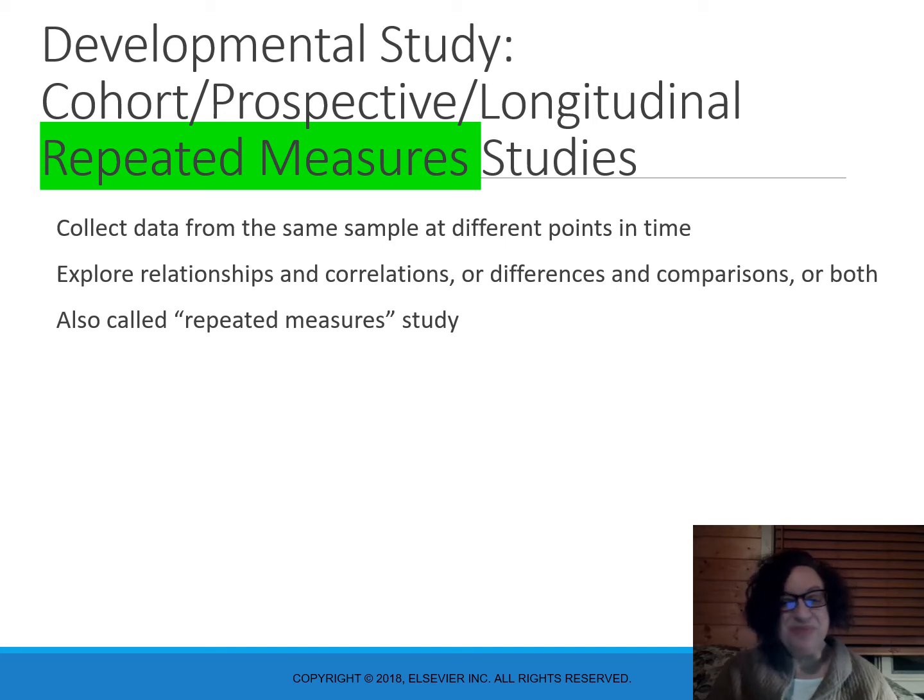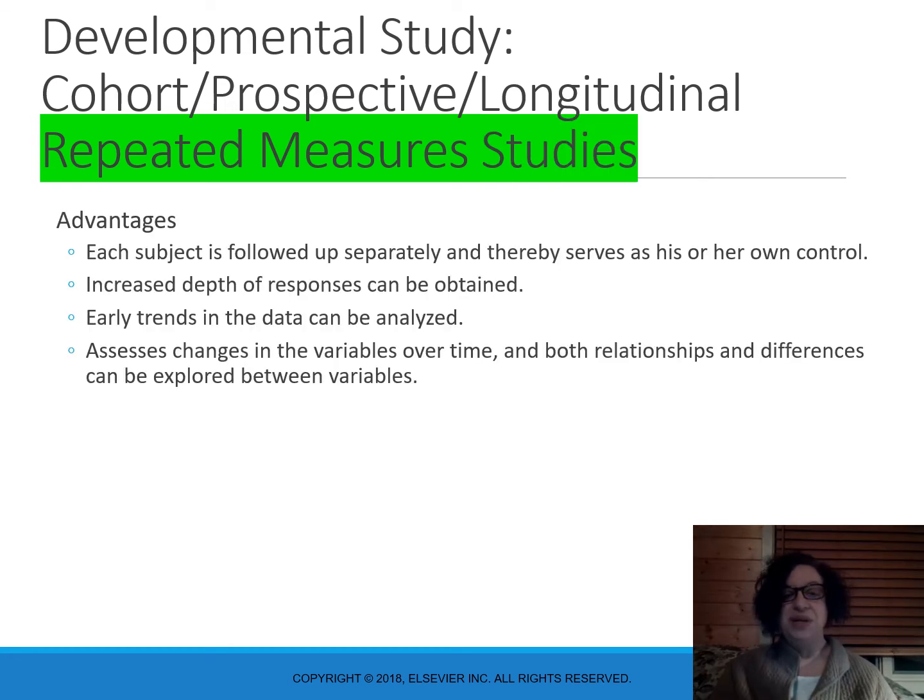Oh, I read that last line, but I already talked about it. I think you get what this type of study does. Repeated measures studies have several advantages. Each subject is followed up separately and thereby serves as his or her own control group. You don't have to go out and find control groups that you would randomize. Nope, that person acts as their own control group. So if I were doing this type of study, I would be my own control group. Don Pareda, party of one control group. Easy, right? There can be increased depth of responses that can be obtained because you're going to have multiple exposures to the study participant.